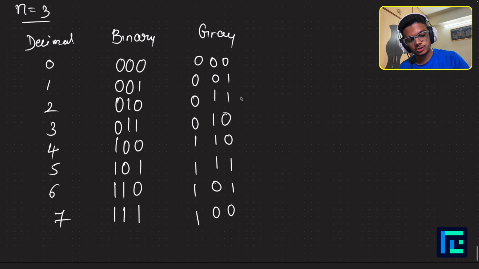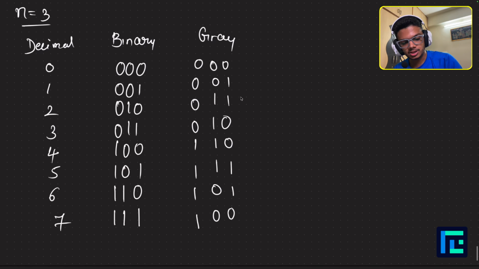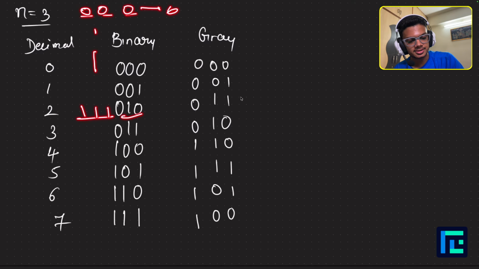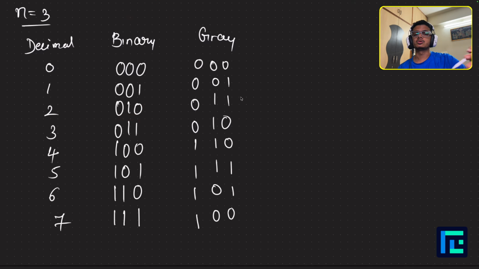Now let's look at gray codes for n equals 3. For n equals 3, how many numbers can you represent? You can represent numbers from all zeros to all ones. So this is 0 and this is 7. So you can represent numbers from 0 to 2 power n minus 1 here, which is 7. Fine. So again, you'll observe one thing.